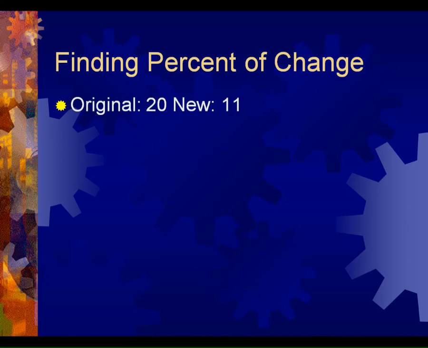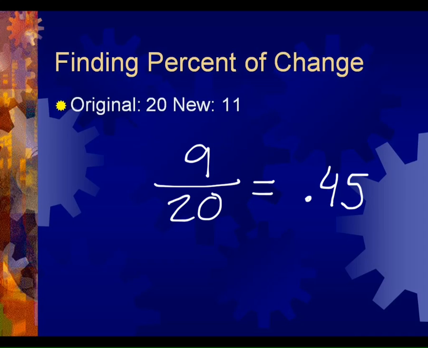The original amount is 20. The new is 11. I want you to try this yourself. First of all, we know it's a percent of decrease, right? It went down. What percent did it decrease? I want you to find that right now. The change, which was 9, it decreased by 9. Divide that by the original amount, and you get something like 0.45 something, right? And it keeps going. Okay?